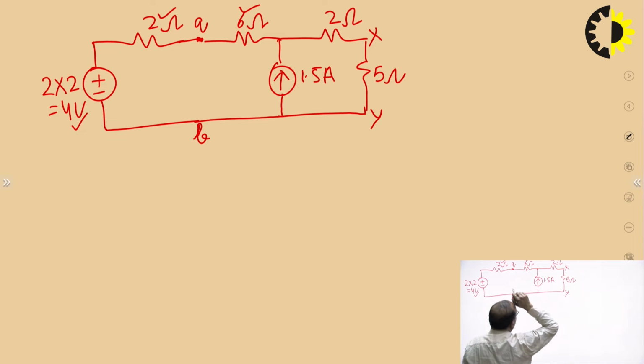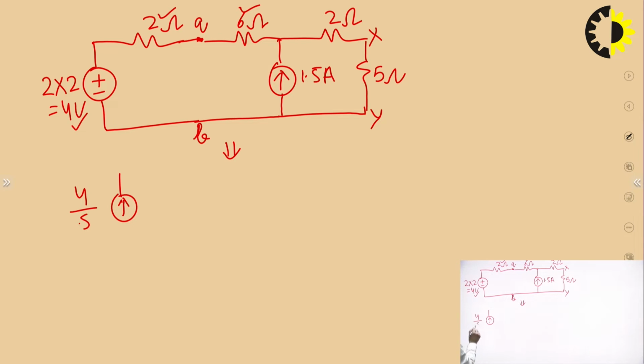So, it can further be converted to an equivalent current source. If we do it, the current source will have a current of 4 upon 8, since 2 and 6 are in series, so the total resistance becomes 8 ohm, 2 plus 6. So, 4 by 8 is the current, that is 1 by 2 ampere with an upward arrow, since the positive terminal of this 4 volt is on the upper side, and this 8 ohm will now be in parallel with this 1 by 2 ampere current source.